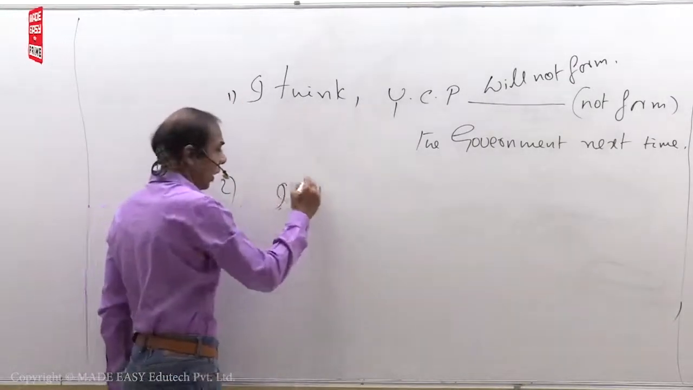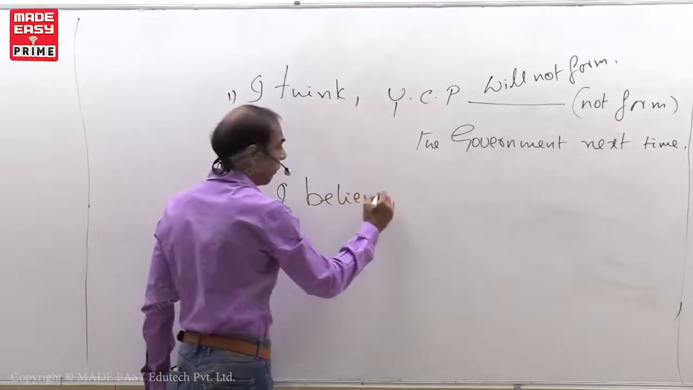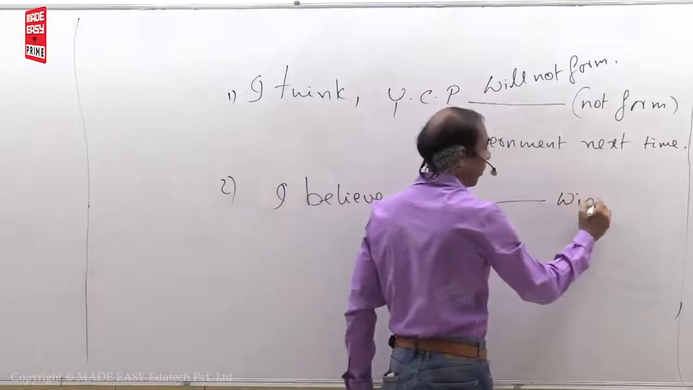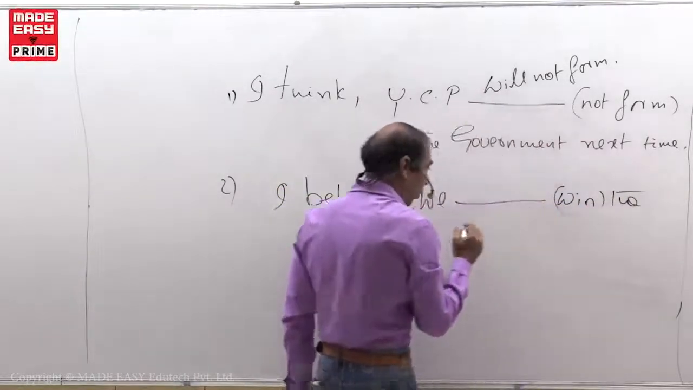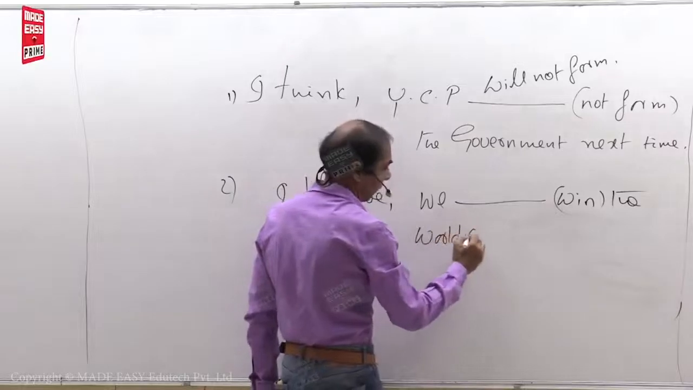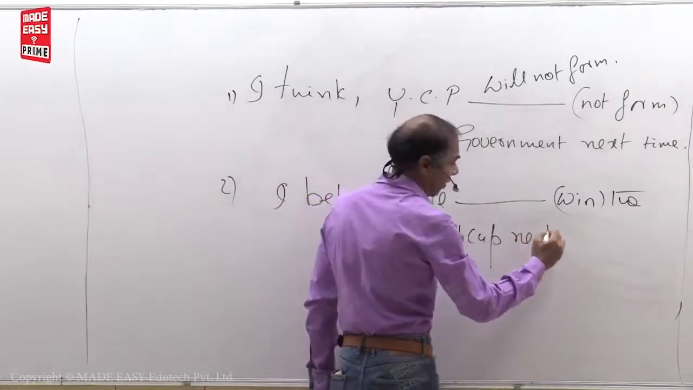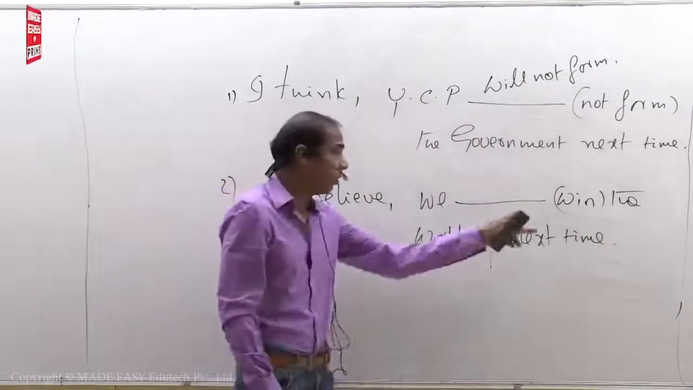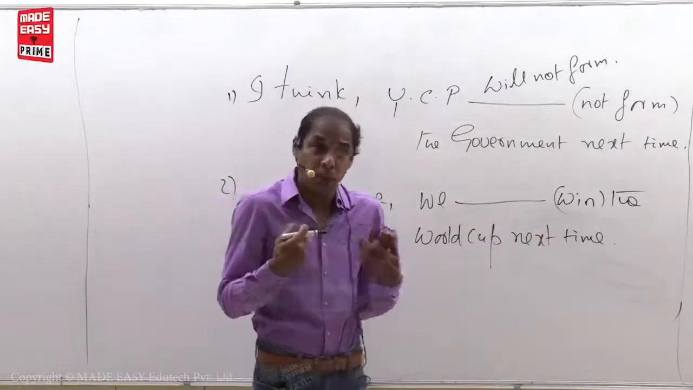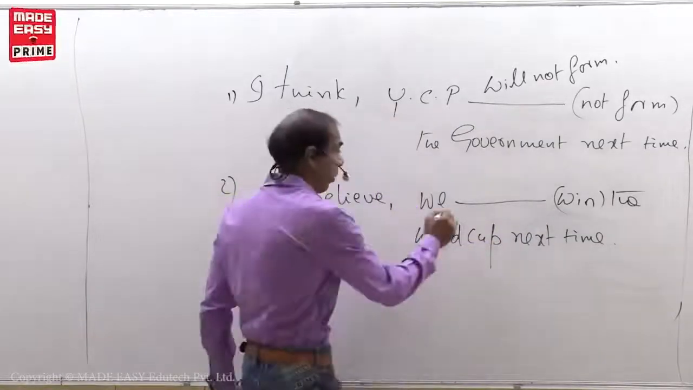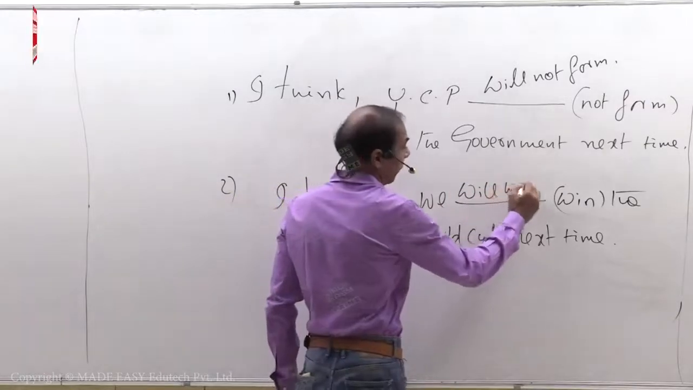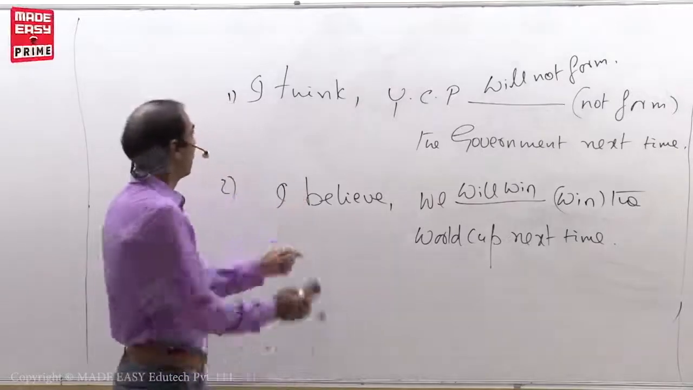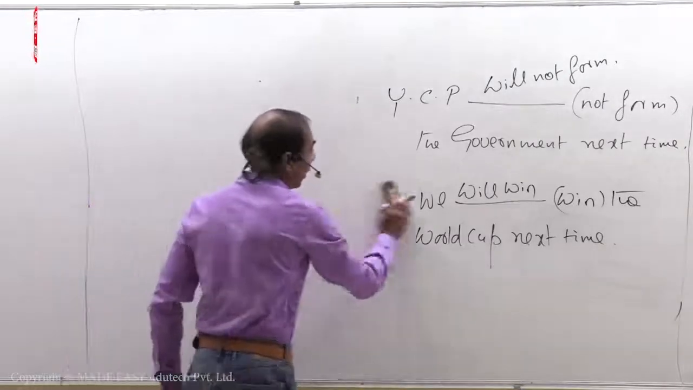Second: I believe we dash win the World Cup next time. This is my belief. My belief may happen or may not happen. We will win. Will or shall, both are correct. Right? Okay, students?